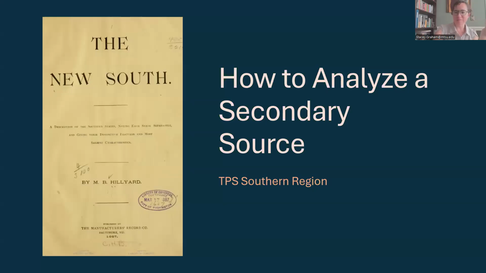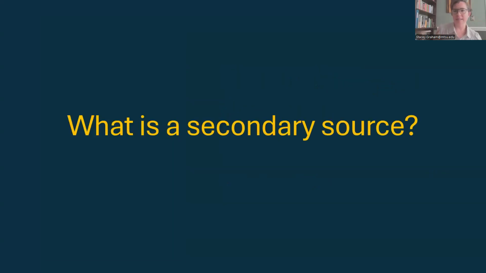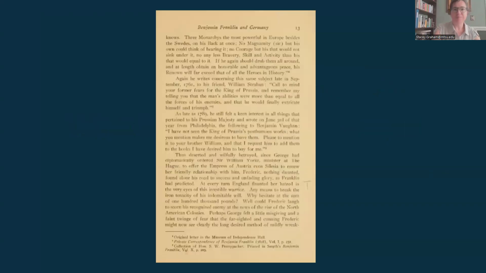So let's get started. First of all, we have to define what I mean by a secondary source. Basically, for the purposes of this webinar, we're going to talk about secondary sources as based on primary sources. So that's kind of obvious. Using primary sources as evidence to construct a narrative that tells a story, whether it's a history book or a book about another topic. So let's look at an example.